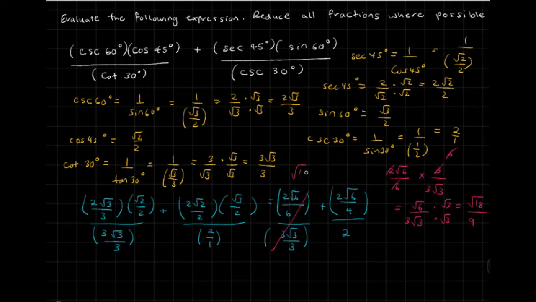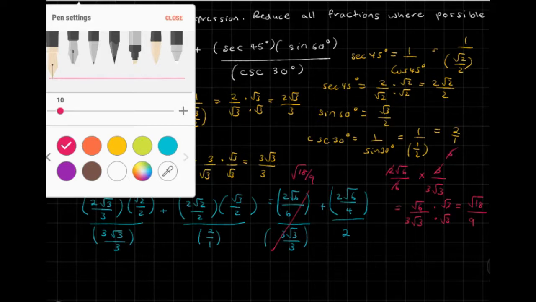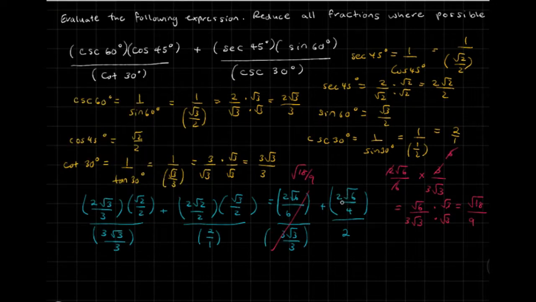So this is square root 18 over 9. And then let's take a look at this portion here. So let's take a look at the fraction on the right. I use a different color here, I use green. In this portion, we get 2 square root 6 over 4. For dividing by 2, we're multiplying by a half. We basically cancel this out. We get square root 6 over 4.